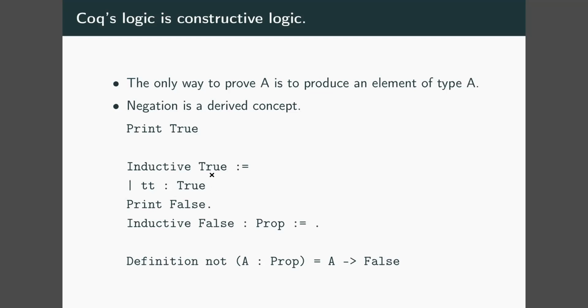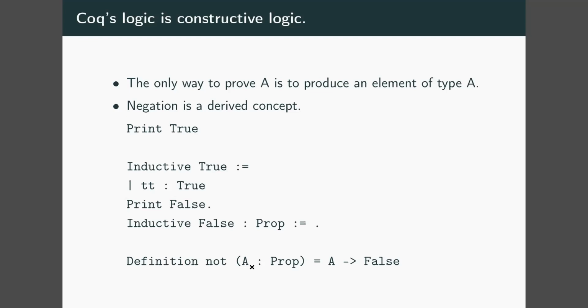The fact that True has a constructor means that I can prove True. In any logic, I should be able to prove the fact True. So we model that by an inductive type which has just one constructor called tt, and that is the proof of True. And False is an inductive type which has no constructor, so there is no way to actually produce a witness, a proof, for False.